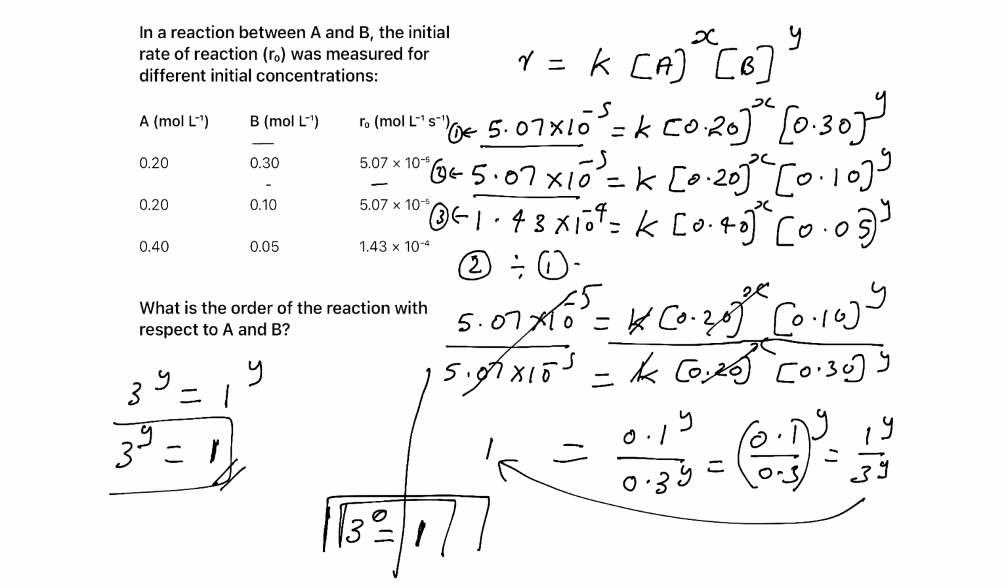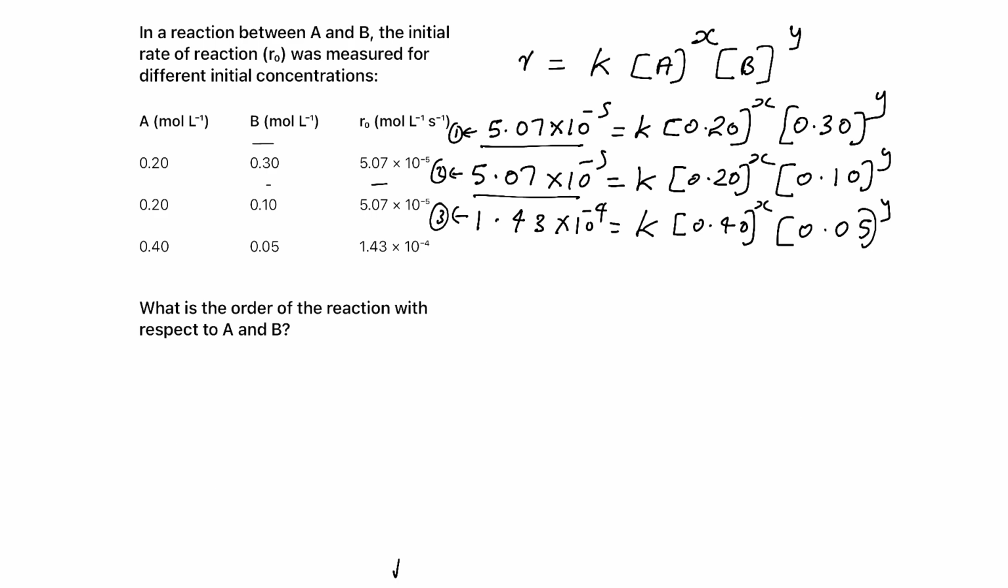3 raised to Y is equal to 1. So what is Y? Y is equal to 0. Hope you understand. Y is equal to 0. We got 3 raised to Y is equal to 1, and we know 3 raised to 0 is equal to 1. Not only 3 raised to 0, any number raised to 0 is 1. Clear? So we get the order with respect to B, right? What is that?